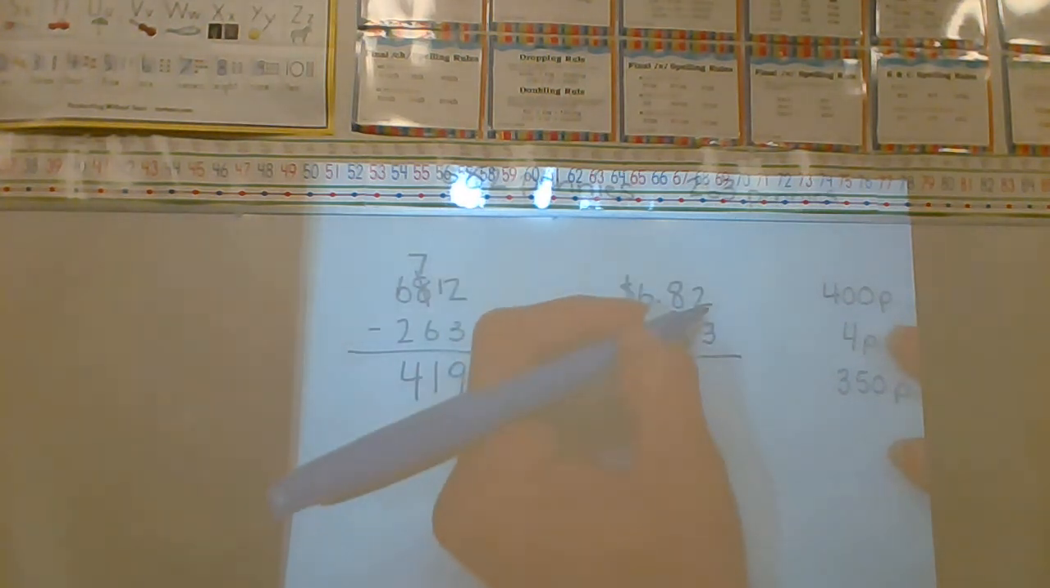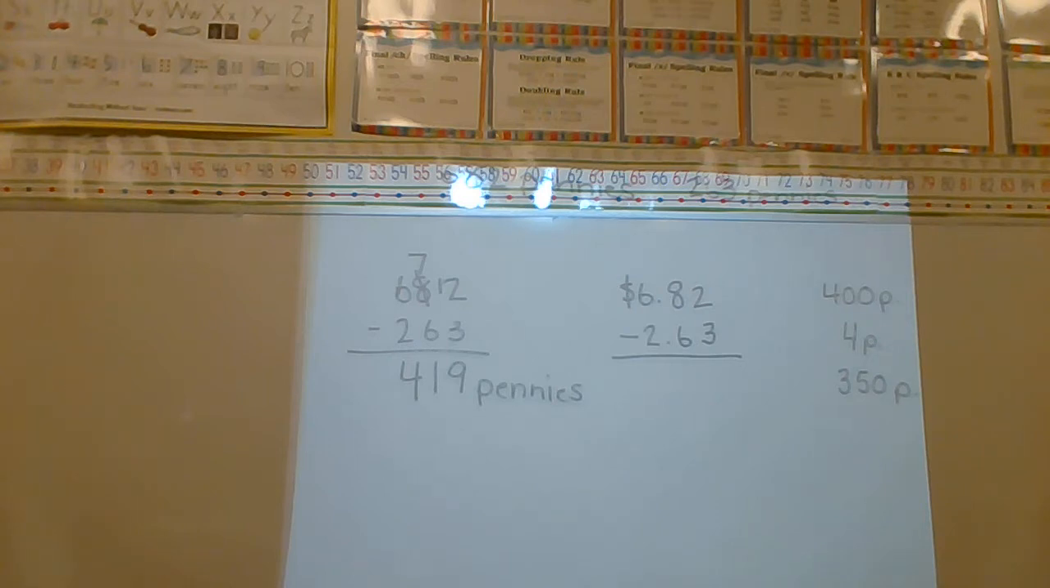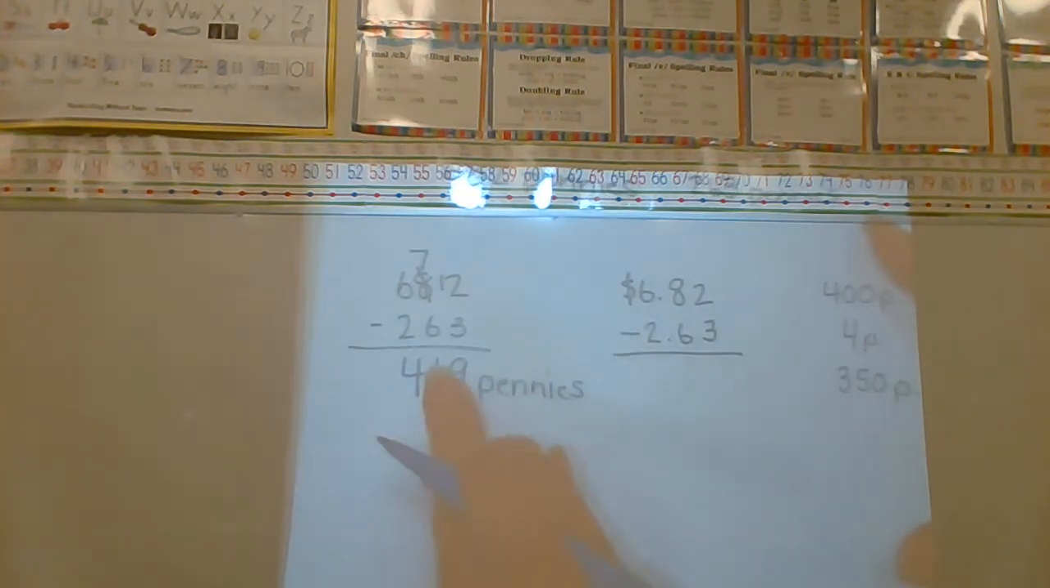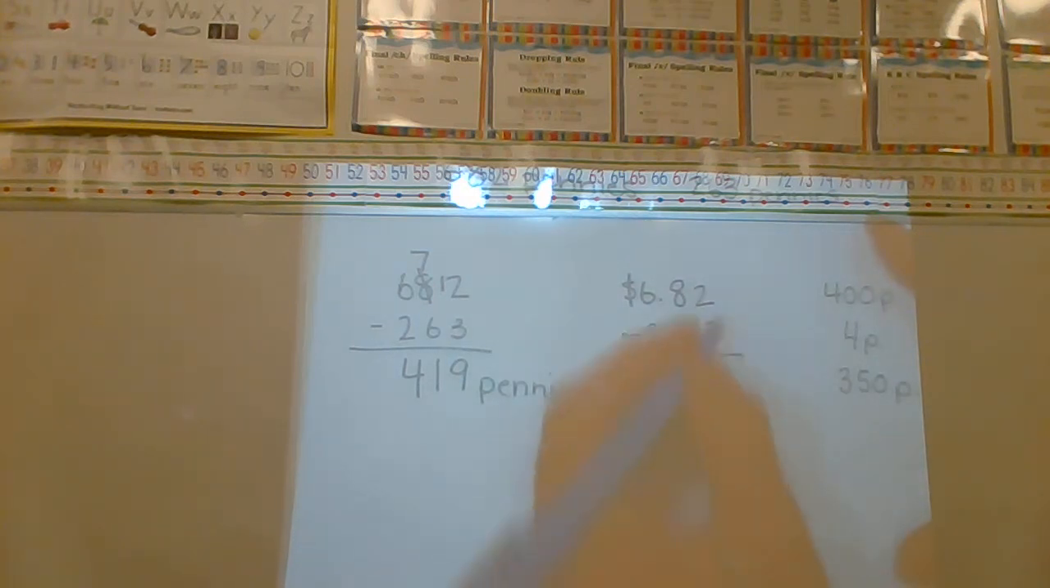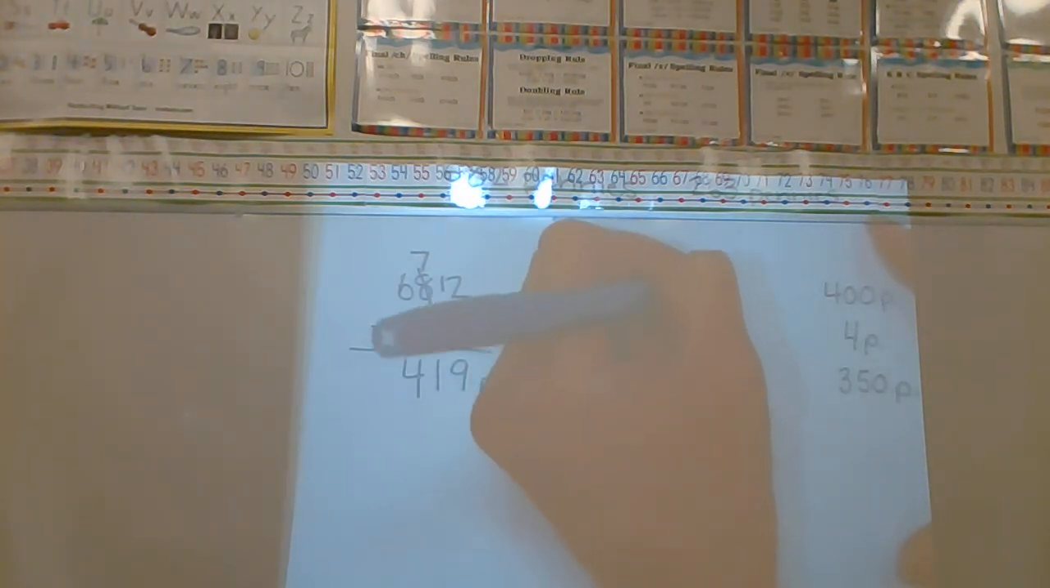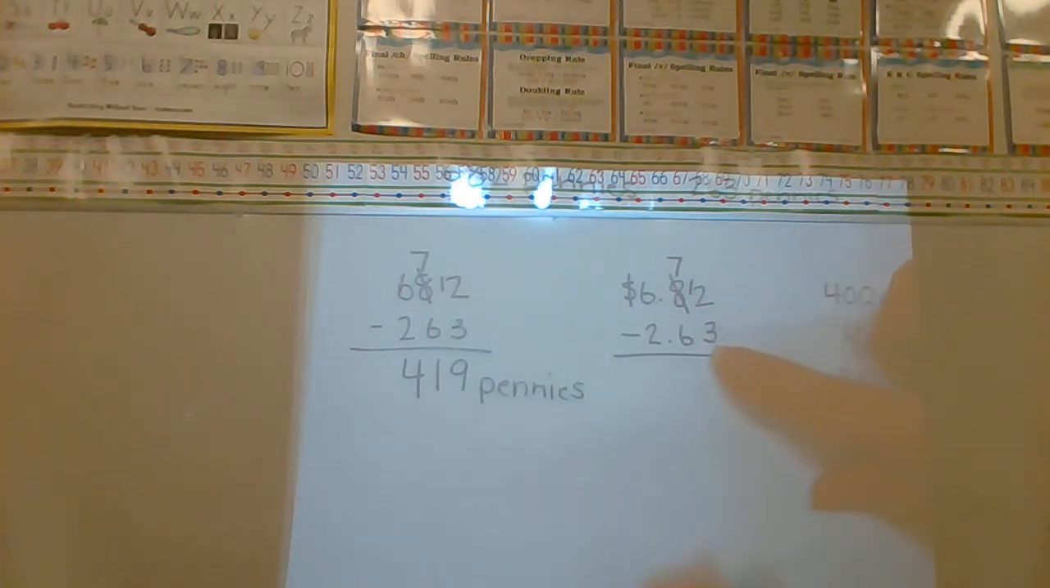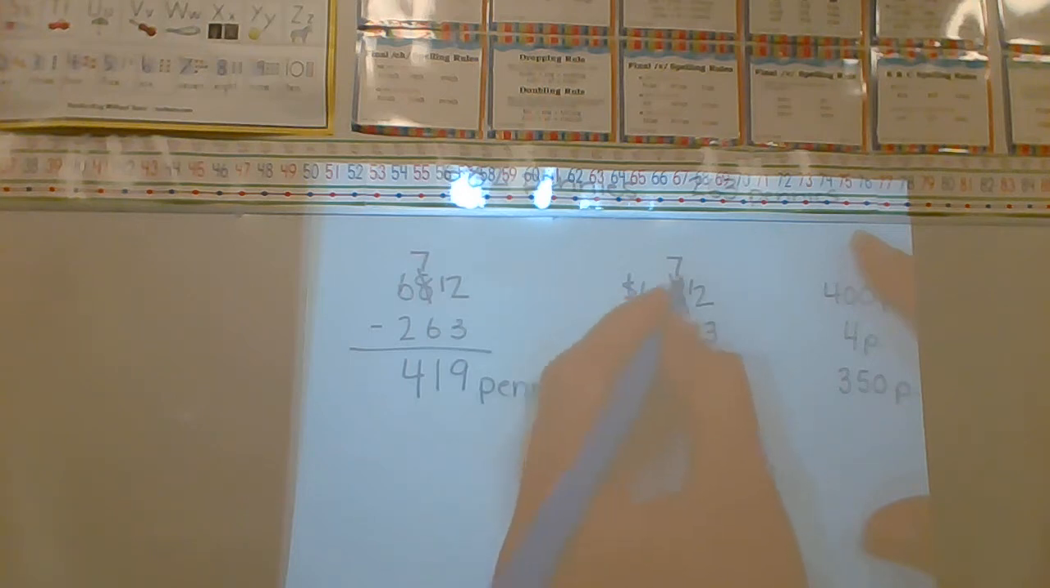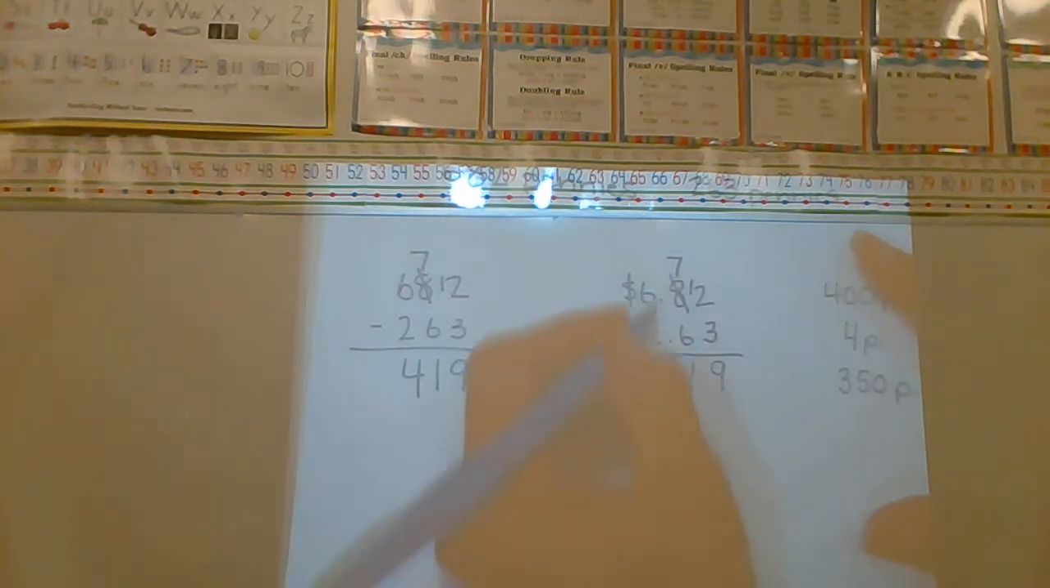Now, if I have two, say it with me, always subtract your ones first. That's right. If you have two, can you take away three? No. So let's go next door, just like we did over here. Do you think it changes our answer? Well, let's find out. Turn him into a 7, and now it's 12 minus 3. What was 12 minus 3? Yeah, 9. 7 minus 6, 1. 6 minus 2, 4.